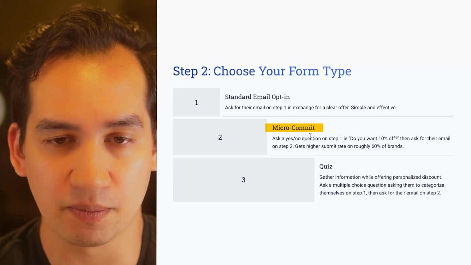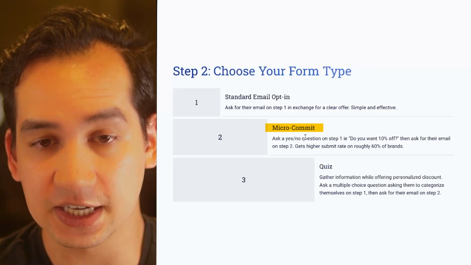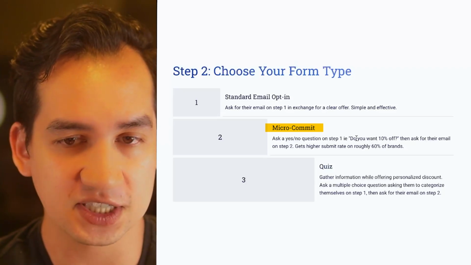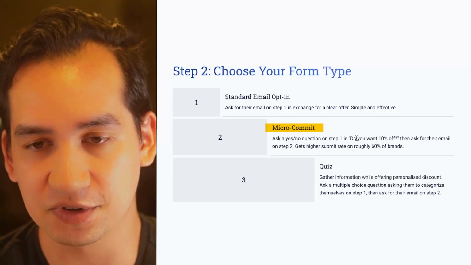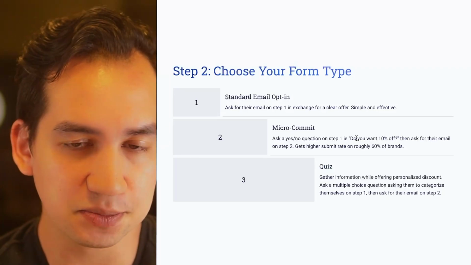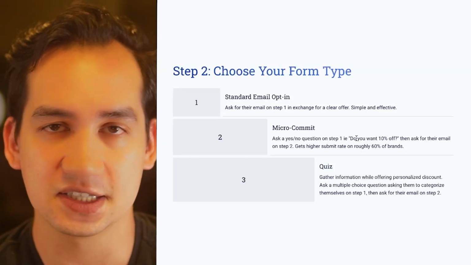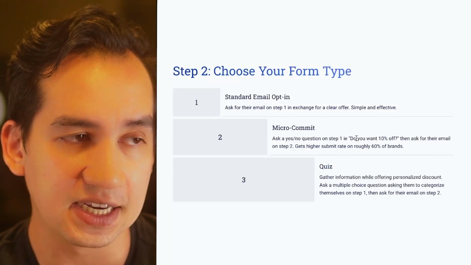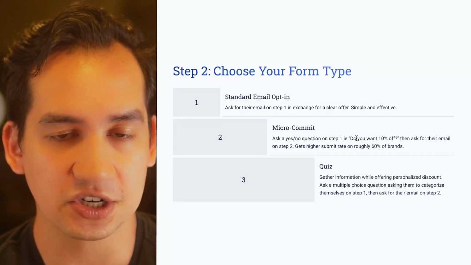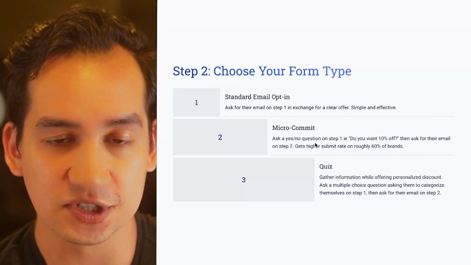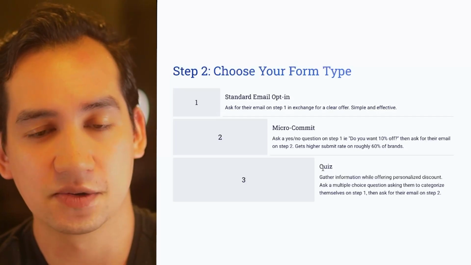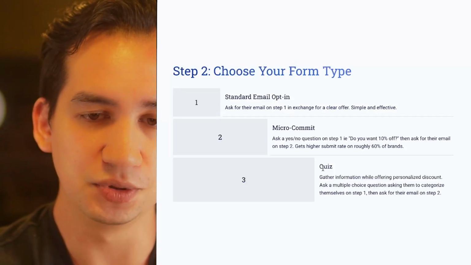Step two is going to be the micro commit. So this is basically asking a yes or no question on step one. So for example, do you want 10% off? And then asking for their email on step 2. This gets a higher submit rate on roughly 60% of brands. It's definitely worth testing. And essentially all you do is you just add an additional step before the email opt-in. So this could even be your first A/B test that you run. Pretty simple to set up and could get you an easy boost to your submit rate.